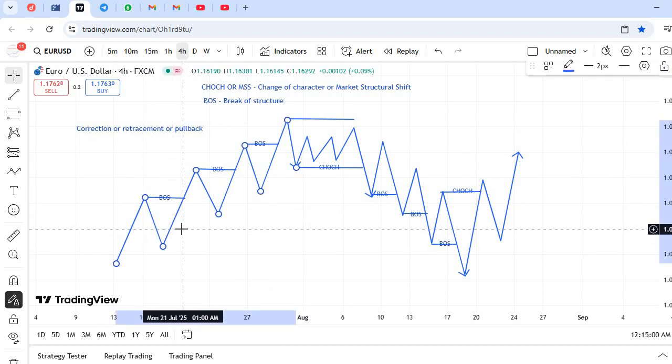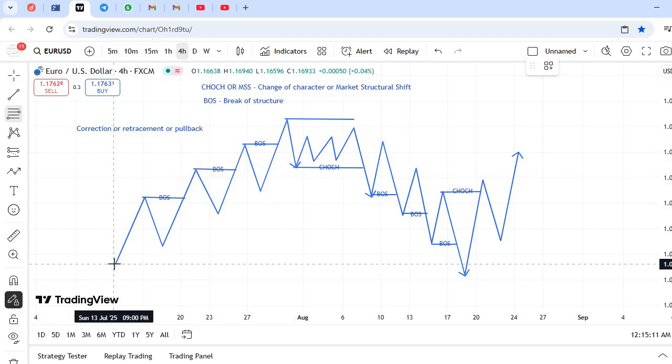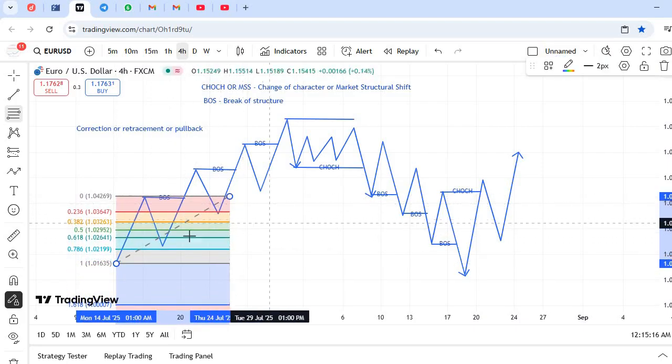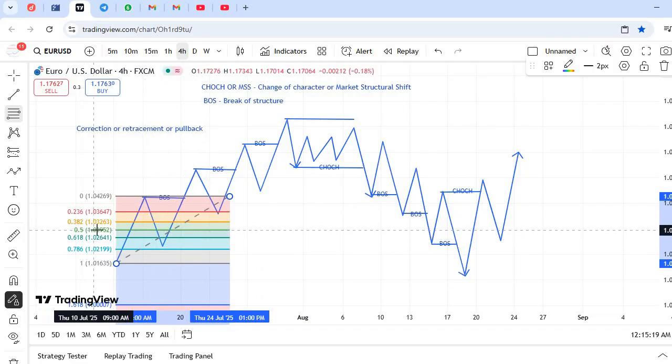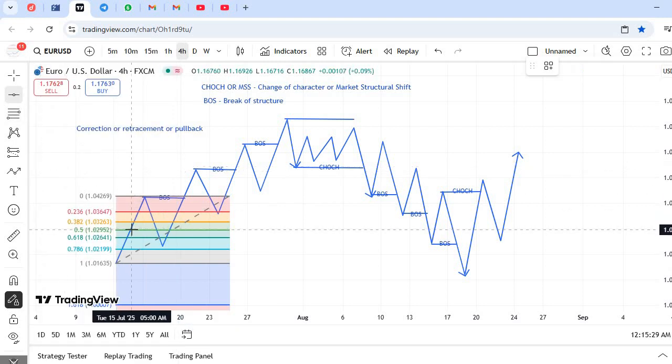And if you want to ascertain that, you make use of your fib retracement tool, which you have here. Come here, can you see fib? Click on it, then you come down. So if we look at this now, you can see that this is the midpoint, which is 0.5. So you come here, you click on your horizontal tool, you place it on the 0.5. So if you don't know how to use the fib tool, you can go and watch the last video I did.